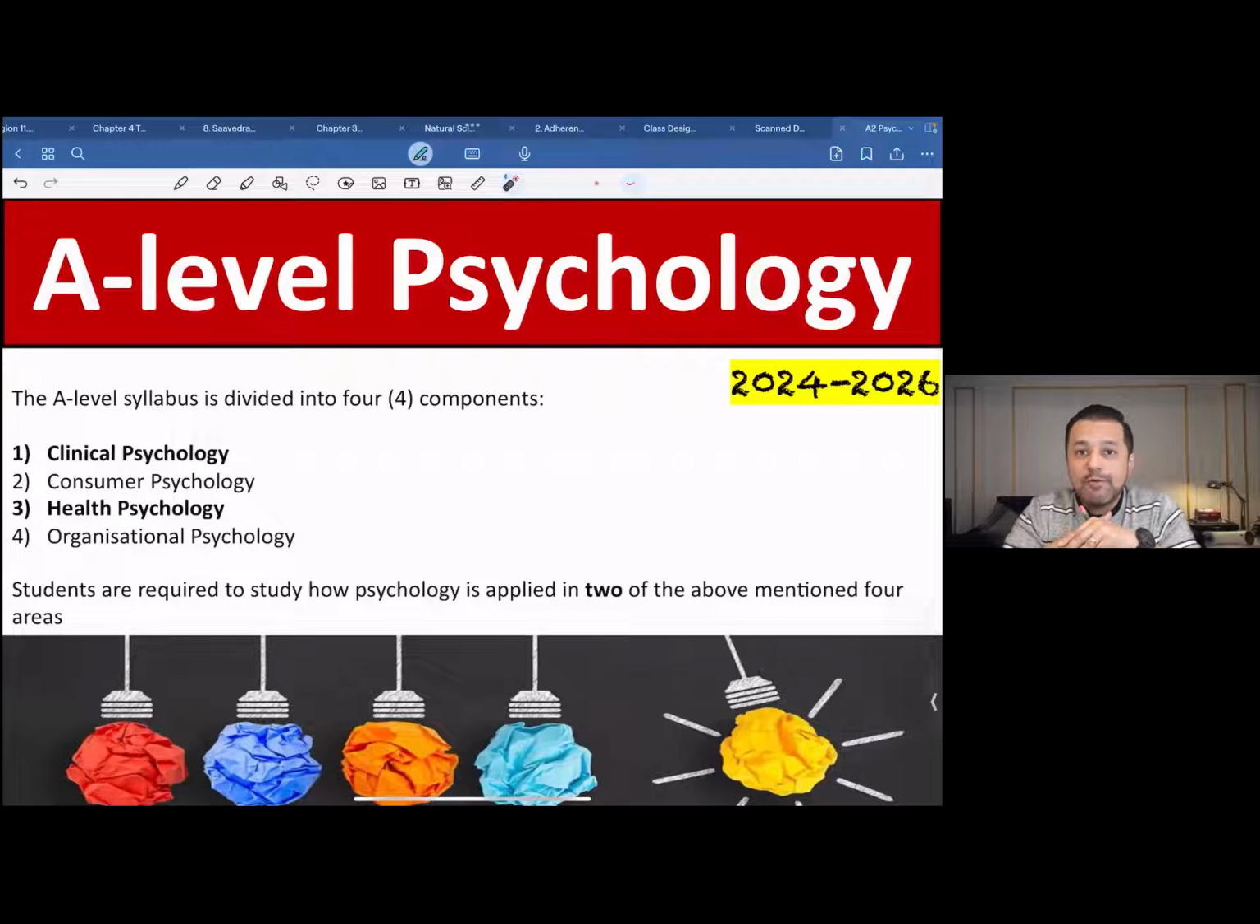Hello, everyone. Today we'll be discussing our A-level psychology syllabus. Our syllabus code for A-level psychology is 9990. As many of you would be aware, our A-level psychology syllabus has changed, and the new paper structure along with the syllabus would be applicable from 2024 onwards.